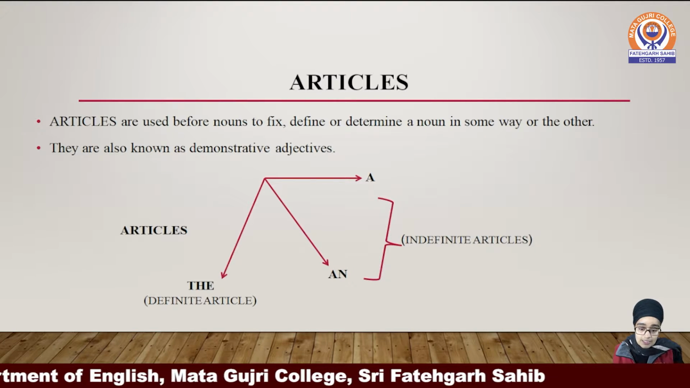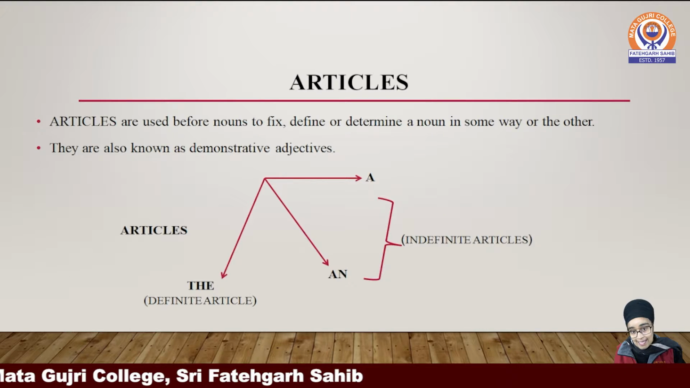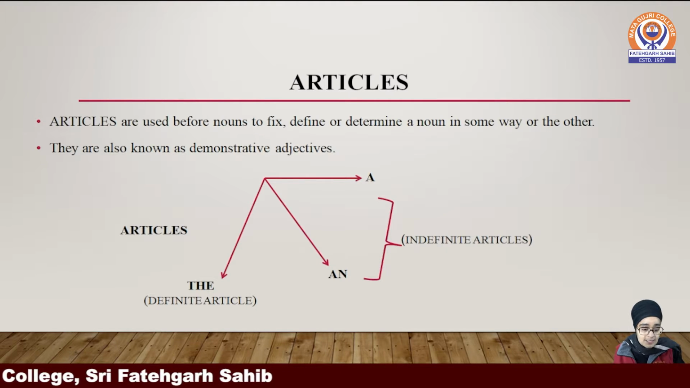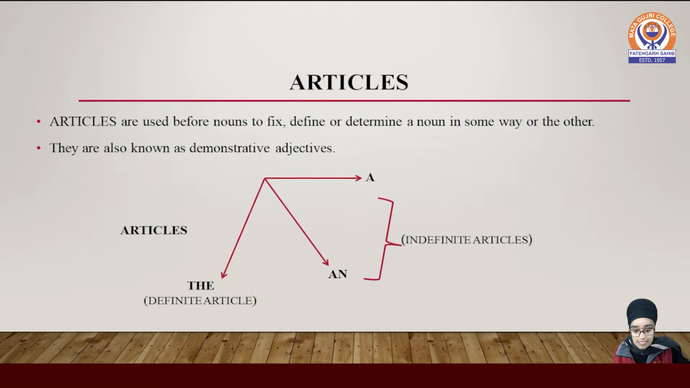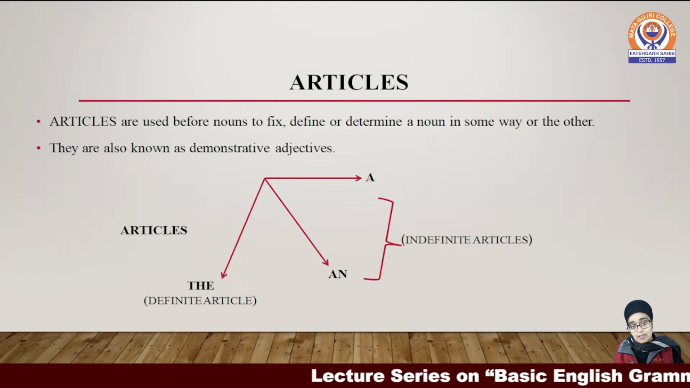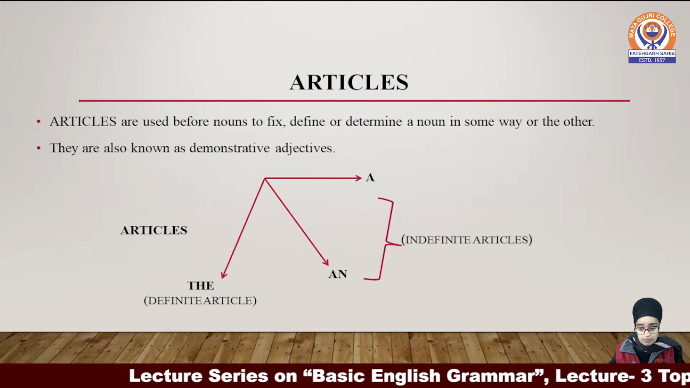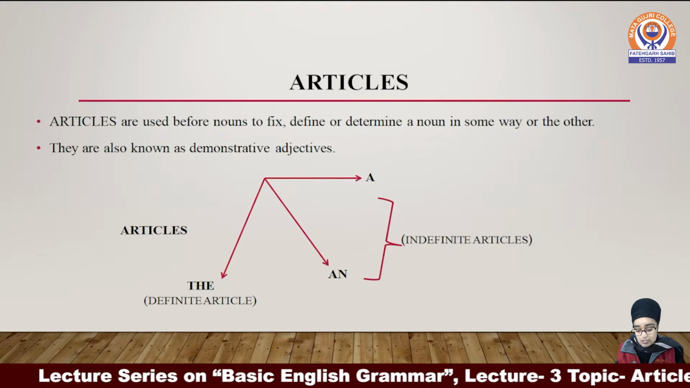There are three articles in English: a, an, and the. Two, a and an, are indefinite articles, and the is the definite article. Indefinite article means when you are talking in the general sense, when you are not being specific, non specific articles. So, a and an are regarded as non specific articles, and the is regarded as the definite article when you are being particular about something, when you are specifically mentioning something.